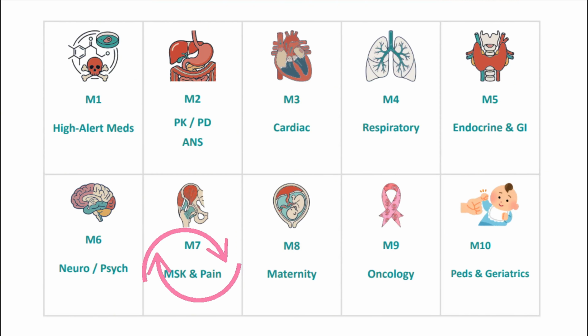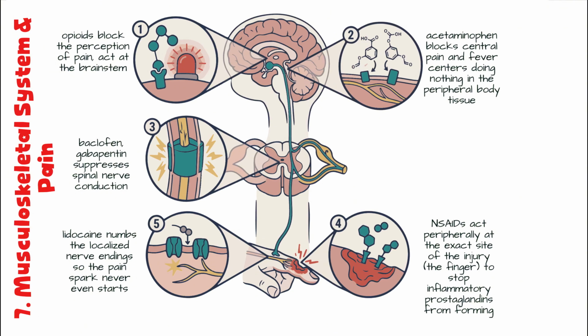Welcome to Module 7. The musculoskeletal system is the body's structural framework, and pain is the alarm system that tells you something's wrong with it. Picture pain as a signal traveling one road, from the finger to the brainstem. Every drug in this module intercepts it at a different checkpoint.